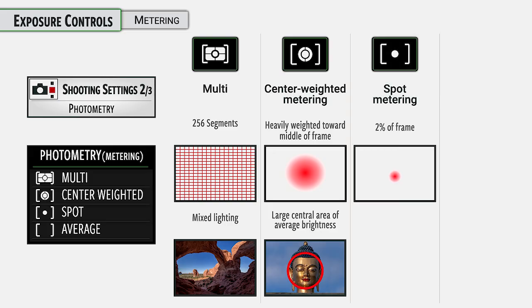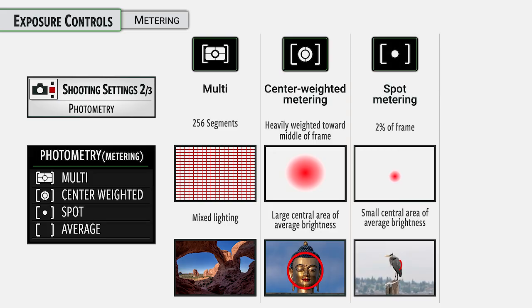An advanced way of metering is by just doing spot metering on your subject. And so if you want to disregard light or dark areas around your subject, you can use spot metering, which just uses 2% of the frame.